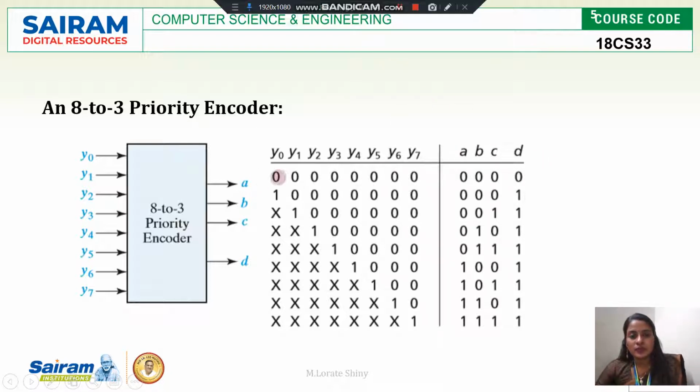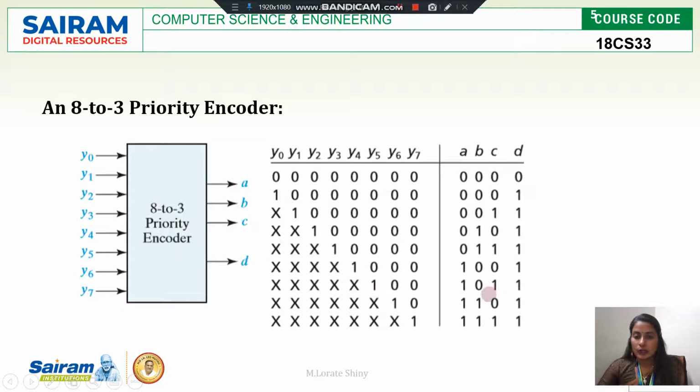We'll see here. If everything is 0, then output is also 0. Now Y0 is selected, so output will be the binary coded form of 0, that is 0 0 0. ABC are 0 0 0. Now Y1 is selected, so output is 0 0 1. Y2 is selected, so output is binary form of 2, that is 0 1 0. You can check this. Y5 is 1 means you have to get 1 0 1, that is the binary form of 5.